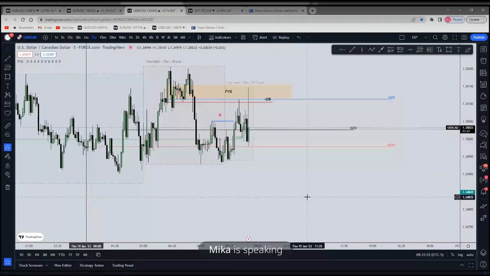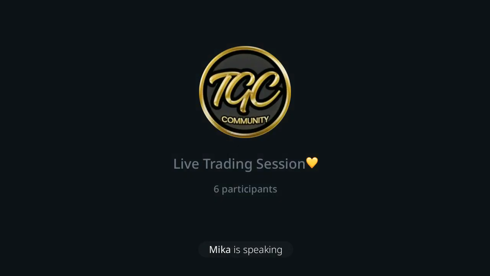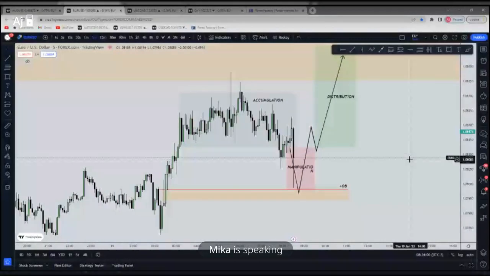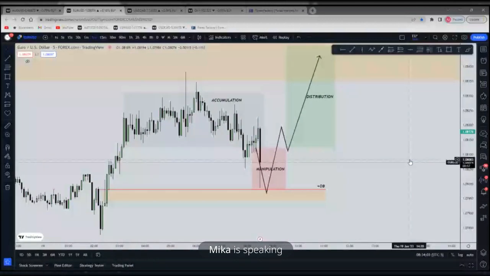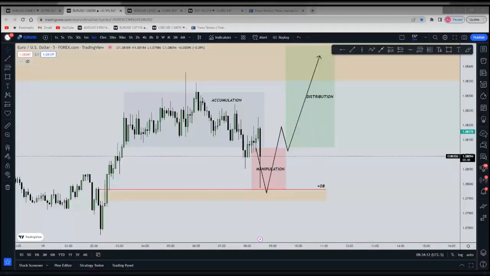And this is exactly why. It's just entering off of what you think is going to happen instead of reacting off of what's happening. So yeah, this is a huge step in development if you understand this. Correct. So we can see that the manipulation came down to the area that we wanted to see it manipulate to.